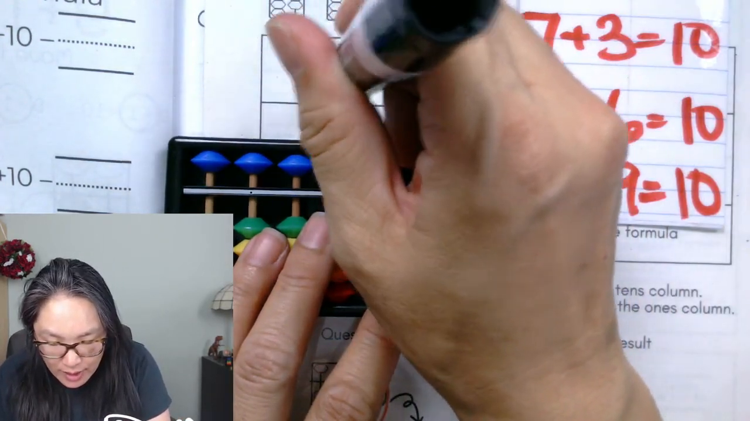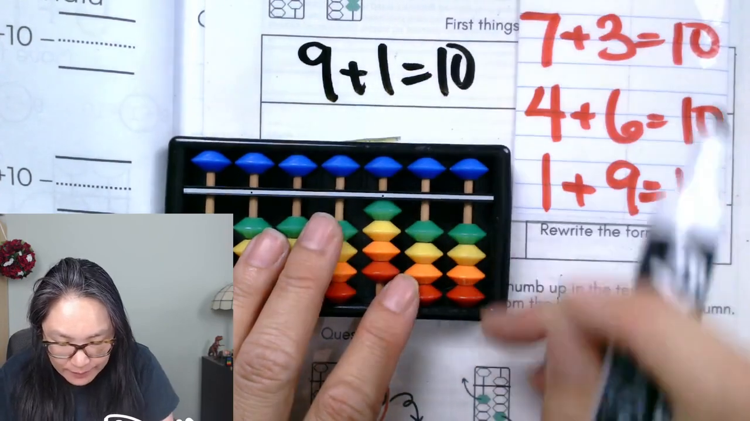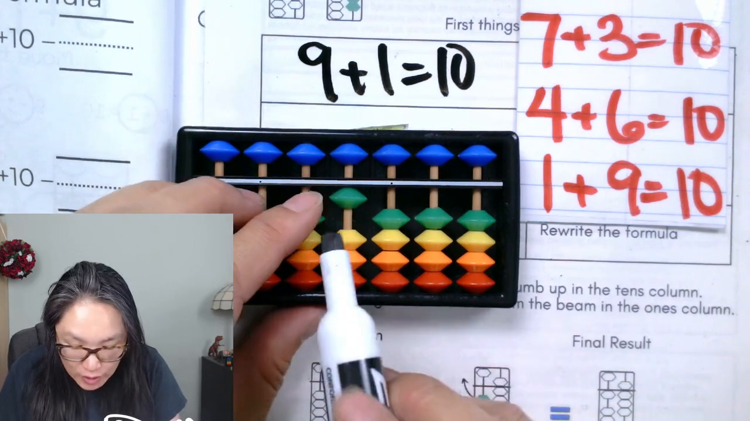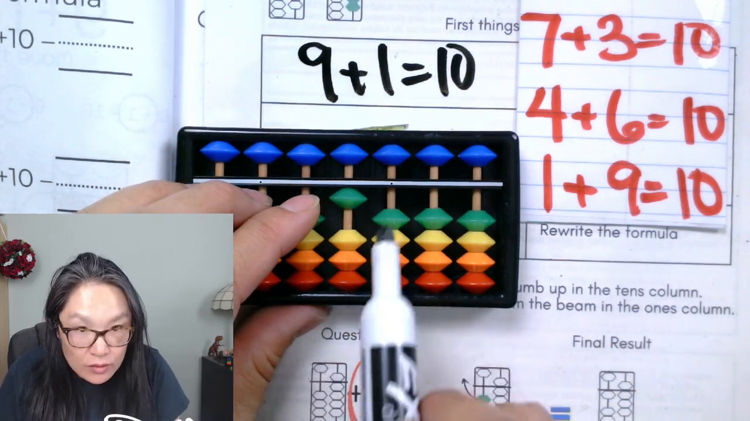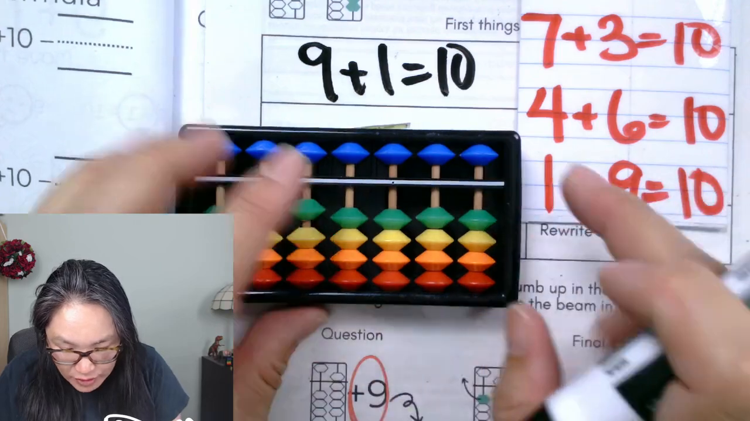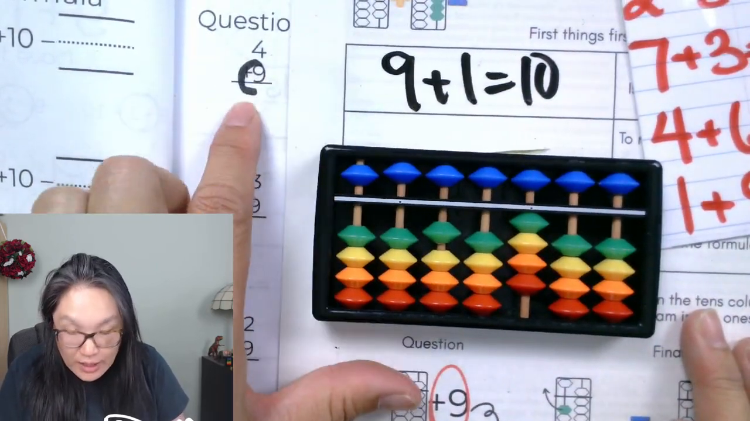So we know our 9 plus 1 is equal to 10. 10 is this right here. We've seen 10. This is what 10 looks like. Notice it's a 1 and a 0. The 0 is a place value. It's a placeholder.